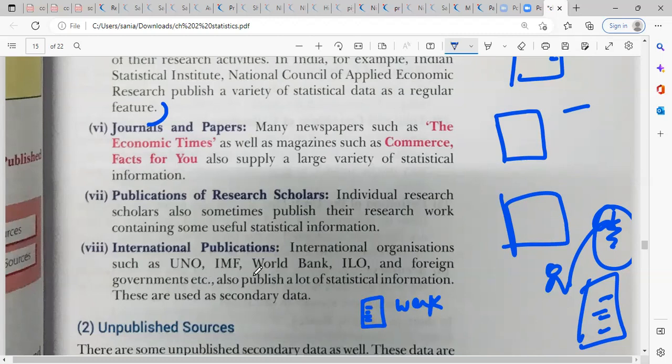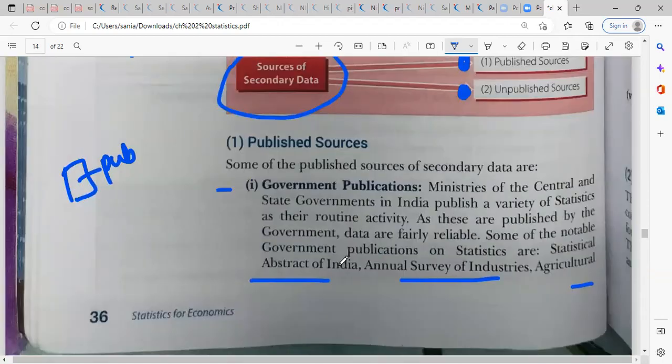UNO, foreign governance, and all that. So if I'm related to trade, I will publish the WTO data related to trade, export and import. If I'm related to ILO, International Labor Organization, I will publish the data related to labor, like how many people are employed, unemployed, like this. So these are some published sources from where you will be collecting data.